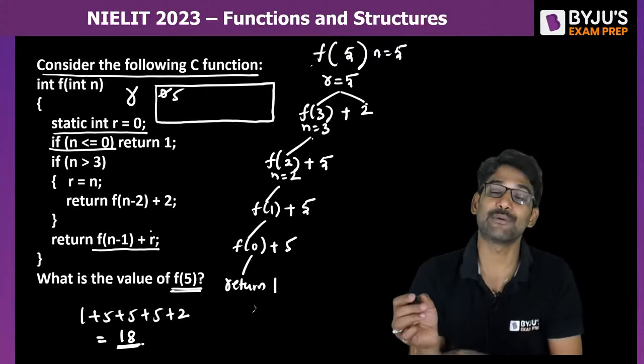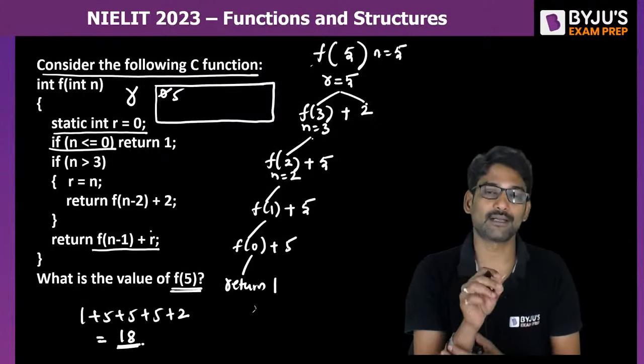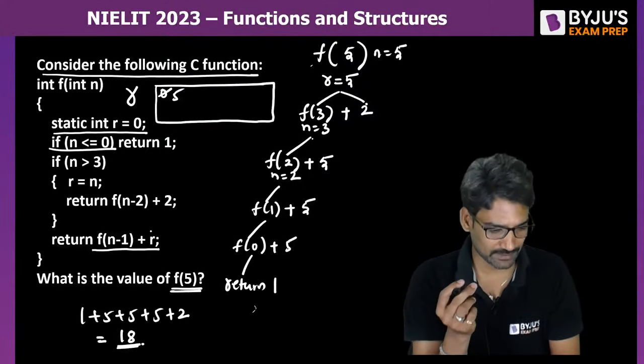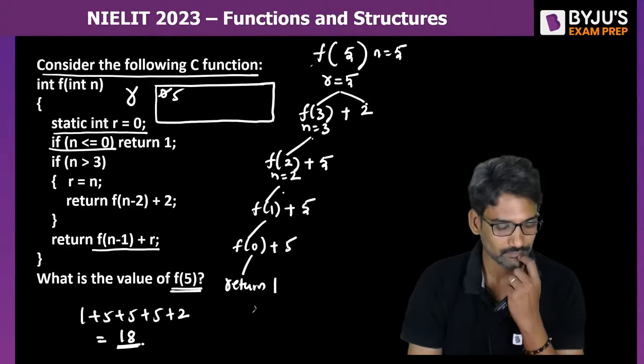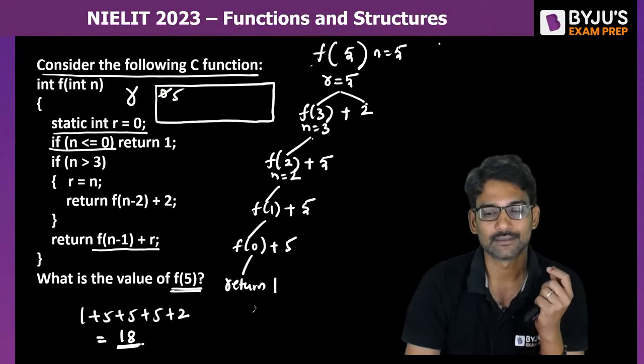It is n divided by r, means quotient will be the result. N mod r is giving the remainder. So what is the answer? What is returned? 18 gets returned. Value 18 gets returned. Clear?